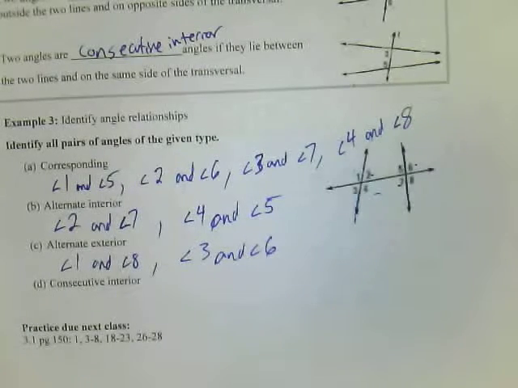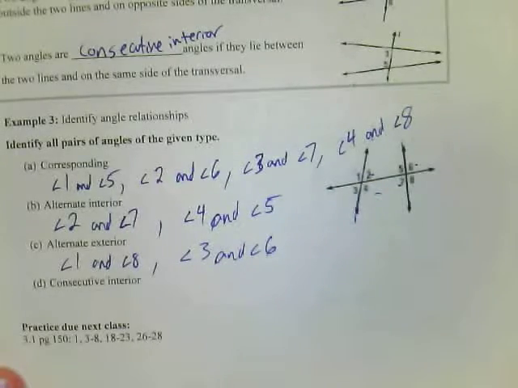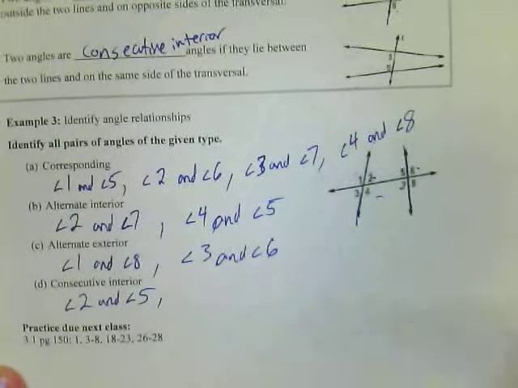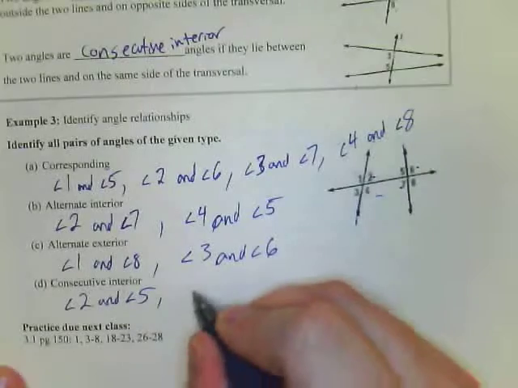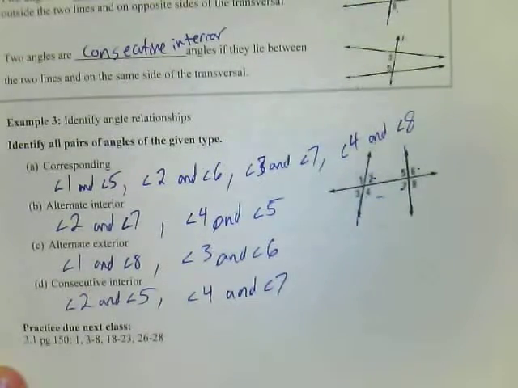transversal. So in this case, if we look at the two angles on the top of the transversal, 2 and 5, that's a pair of consecutive interior angles. Another pair of consecutive interior angles would be 4 and 7. Or I guess I should say the other pair. There's only one other. And there you have it.